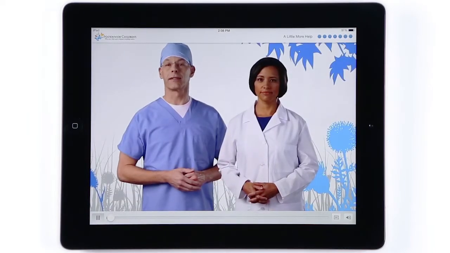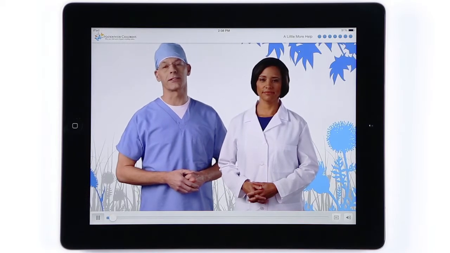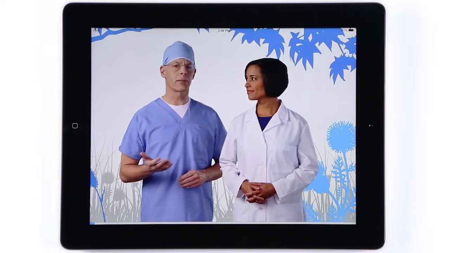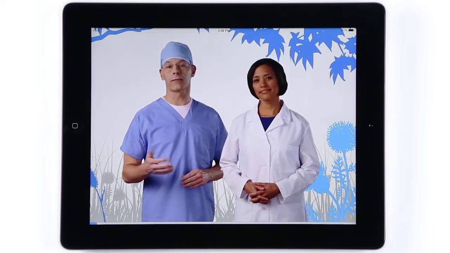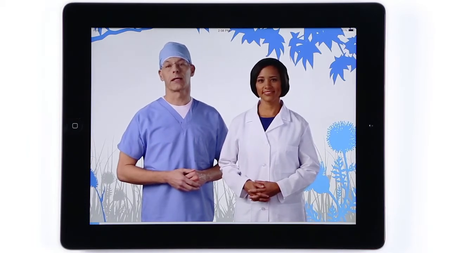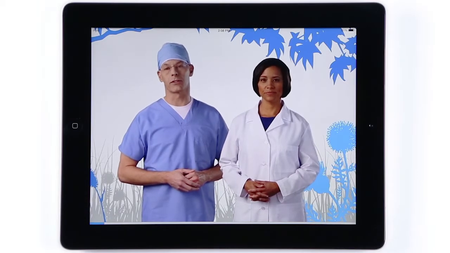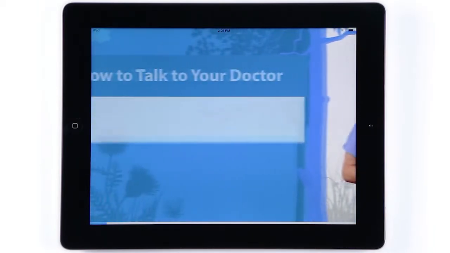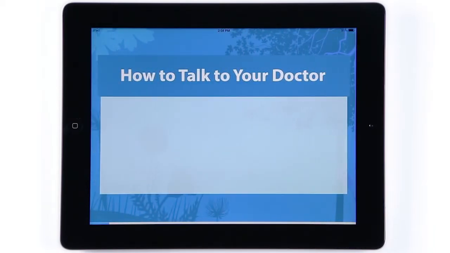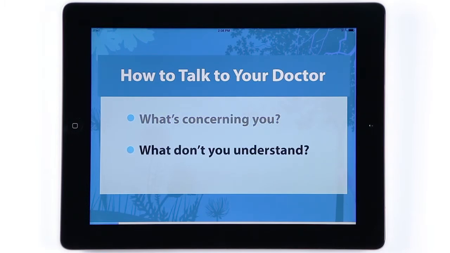People are different, and they have their own reasons why they don't feel ready to make a decision. It's often based on concerns they have about surgery and/or antibiotics. If that's the case, it's important to talk to the doctor about your specific concerns. What's critical is that you feel confident about the decision you make. This means that you need to talk to your doctor about what's concerning you and what you don't understand.